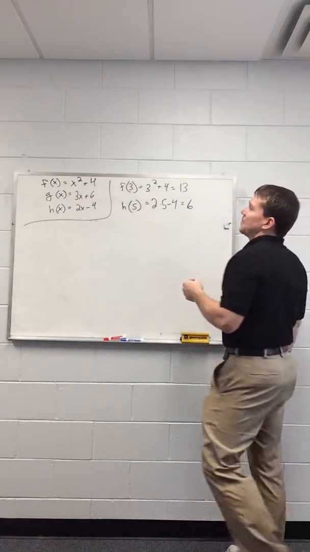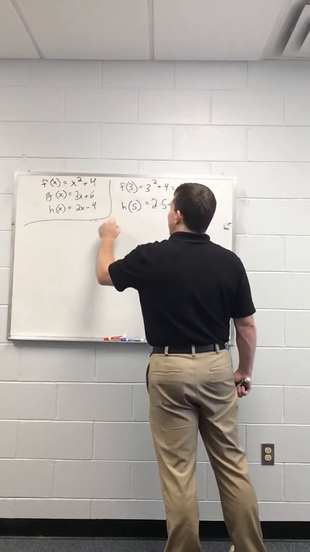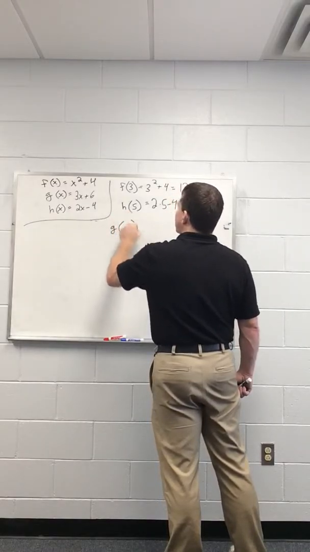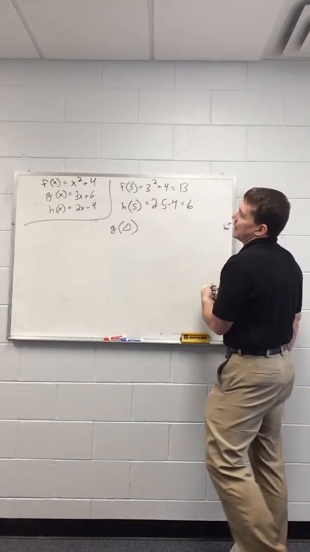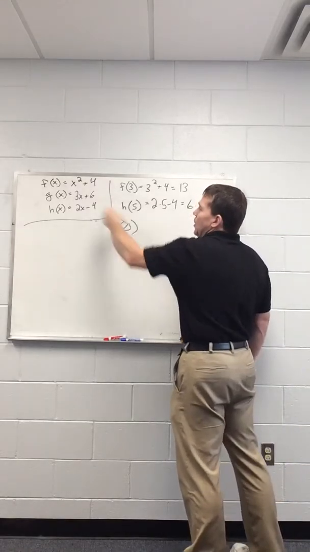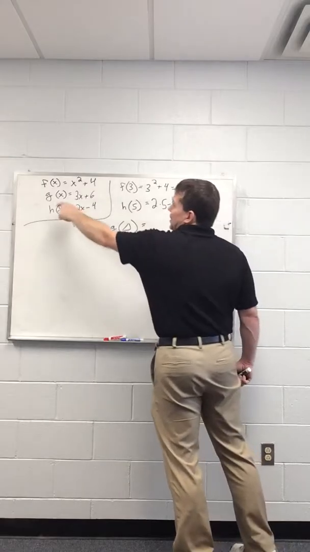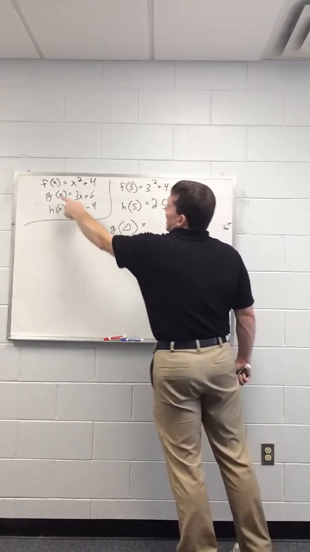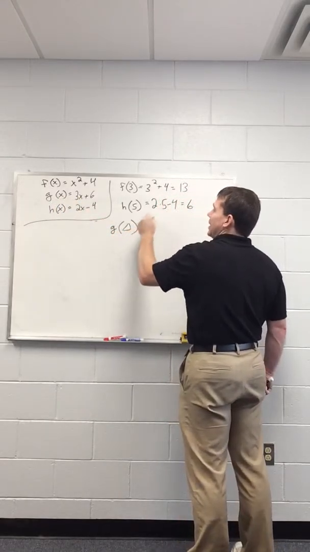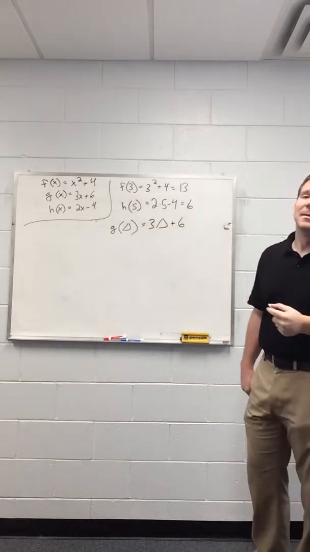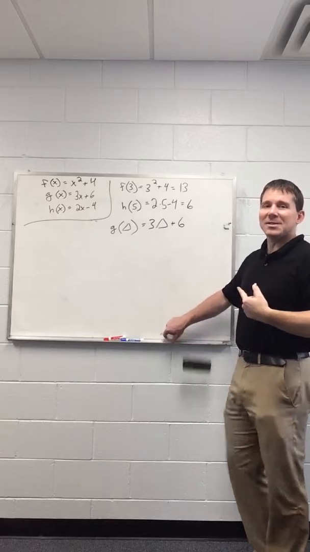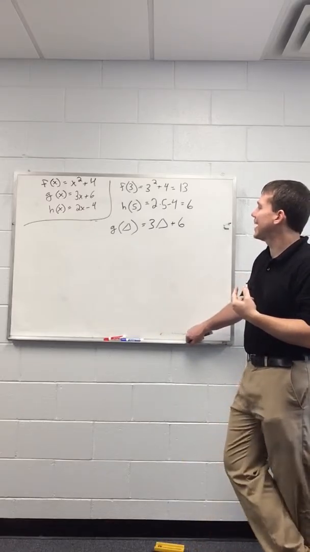But then I can also have some more fun with it, and I can say g of delta. That is not a triangle, that's a Greek letter delta. But what is that? Well, by definition, I just take g, the function g, and I replace x with delta. So I get 3 delta plus 6. That's not something we're actually going to use in this class. We actually do use it in later math classes.